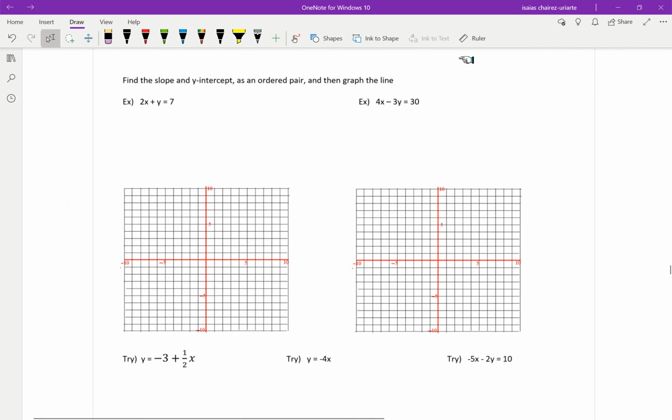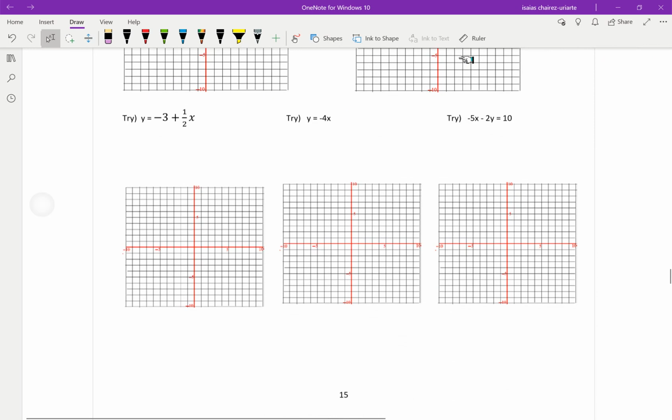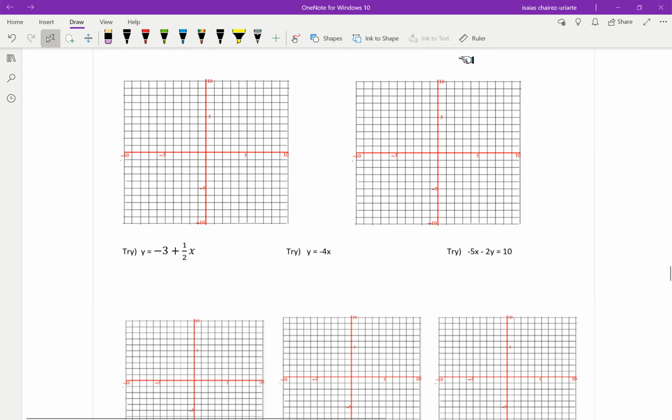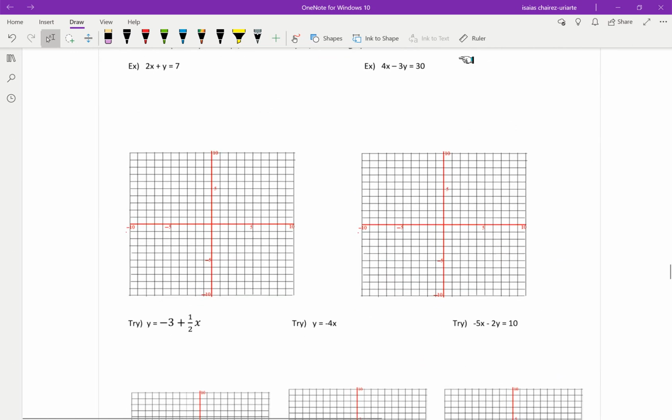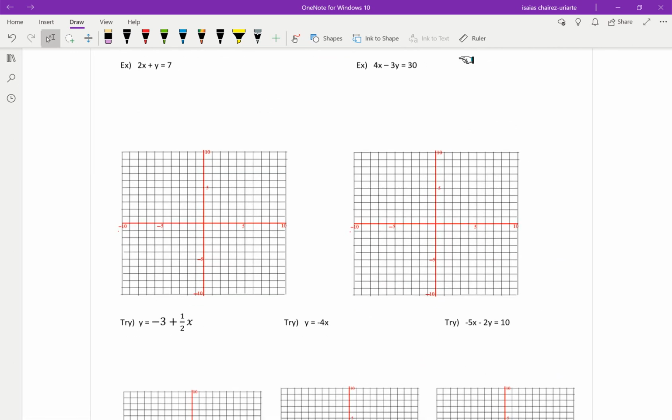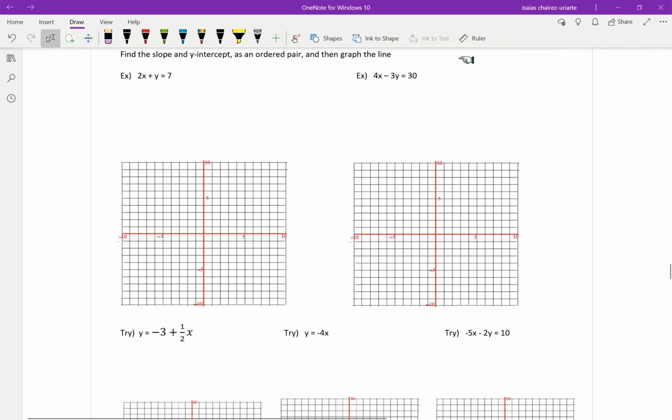All right, let's see. We've got to sketch a few graphs here. Let's begin with the first one. I'll help you with the first one, and then you'll try the other ones. I'm going to go step by step, but later on you don't really need to write down the steps. You can just kind of do it.